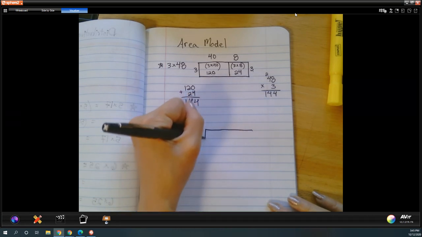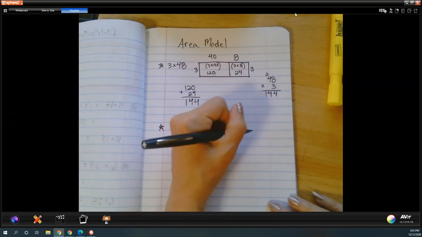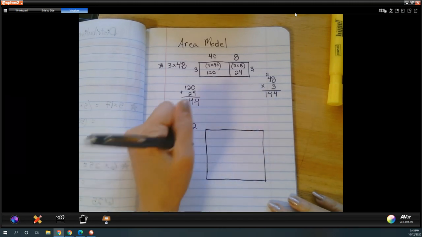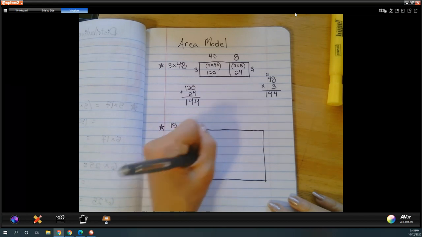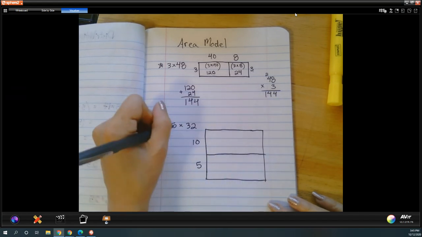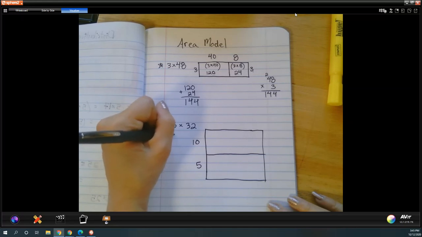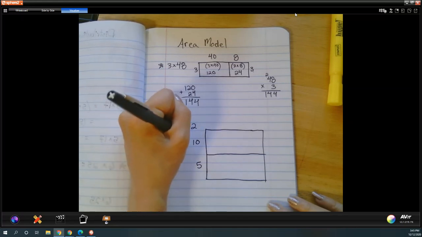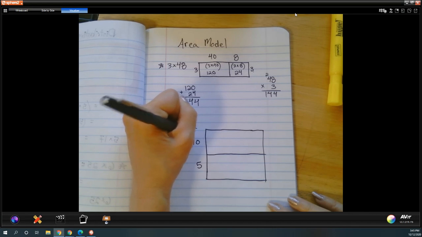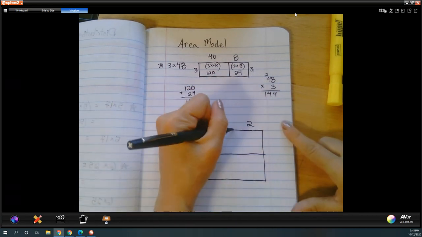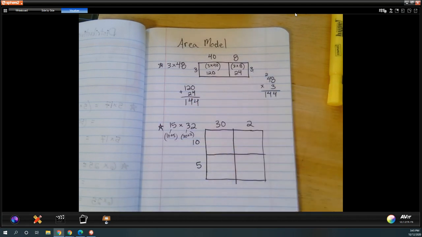So I'm going to have boxes to represent 15, right? I have to split 15 up, 10 plus 5. And then I'm going to split 32 up, 30 plus 2. Okay, so 30 on top, 2 on top. So I will have 4 boxes instead of 2 for my area model.